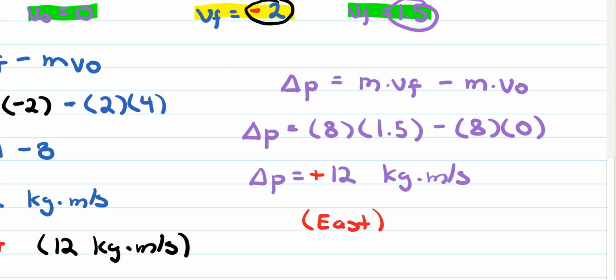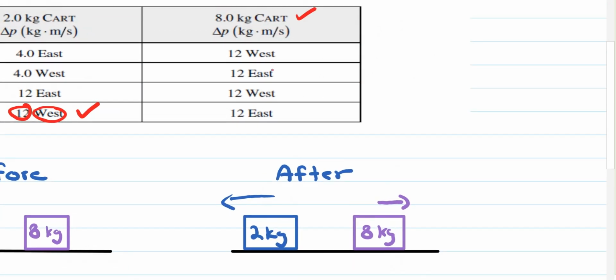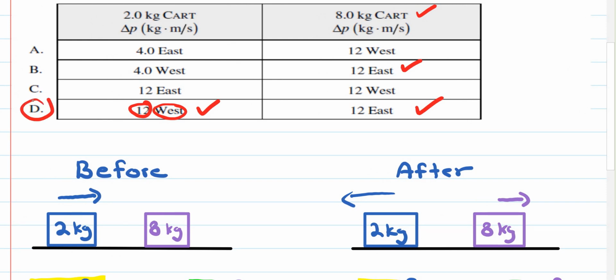Okay, so if we go back to the multiple choice answers here, these are our best answers, 12 east, so the best answer here is going to be option D. So that is the change in momentum for each cart.